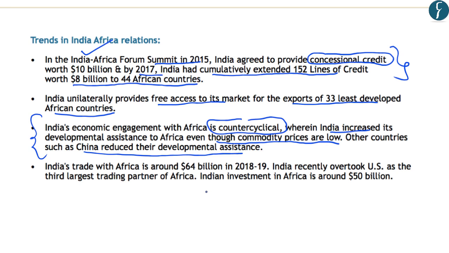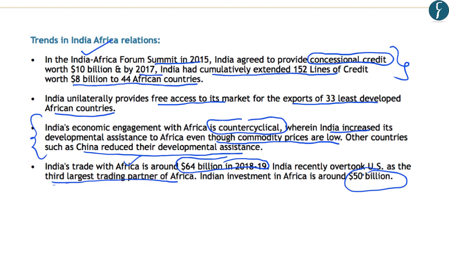And further, India's trade with the African countries is around $64 billion in the year 2018-19. And recently, India overtook the US as the third largest trading partner of Africa. And the investment of India in Africa stood at around $50 billion. So these are a few trends in the India-Africa relations.